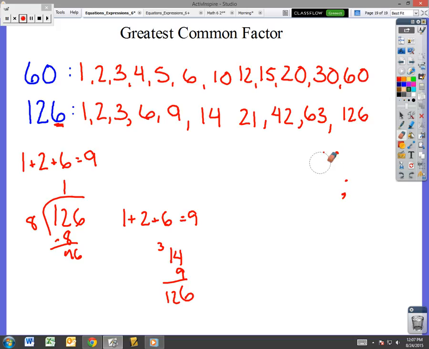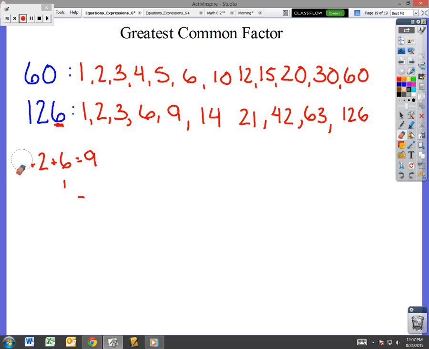Now, I must find the factor, the largest factor, the greatest factor that they both have in common. So let's see here. Well, we can start at the end. But they both don't have a 60. They both have 126, they both have 30, they both have 63. This has 20, the other one doesn't. This has 42, no. 21, no. 15, no.